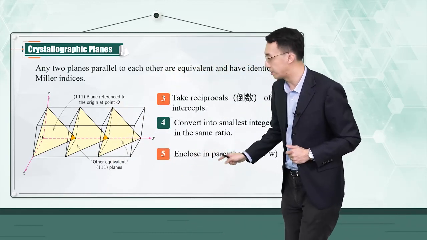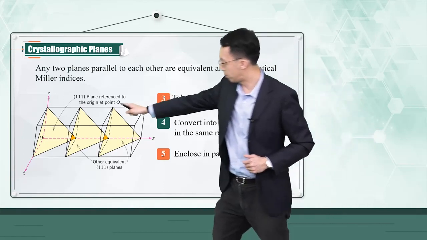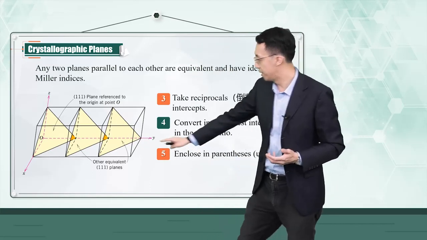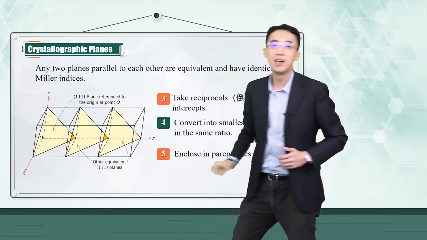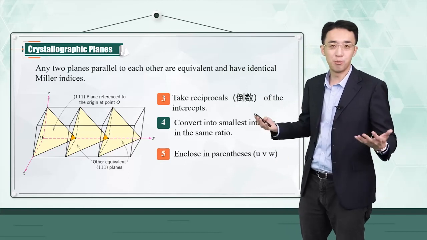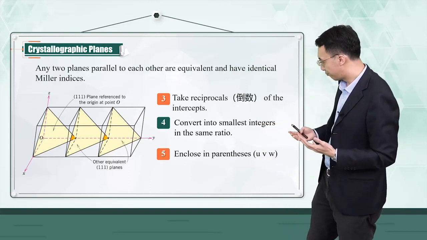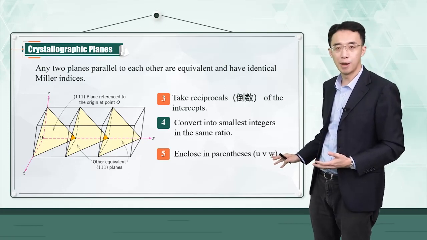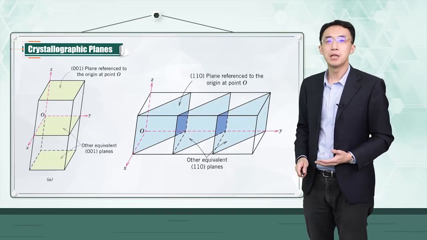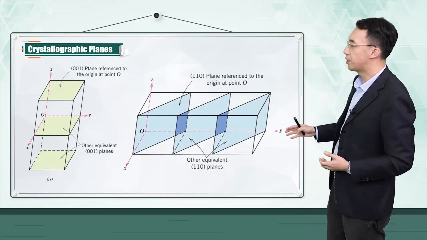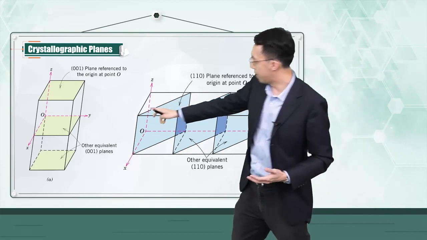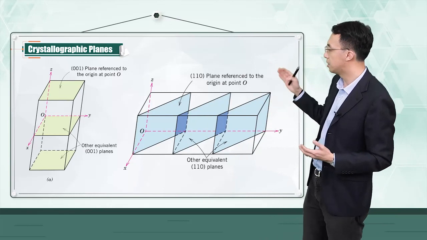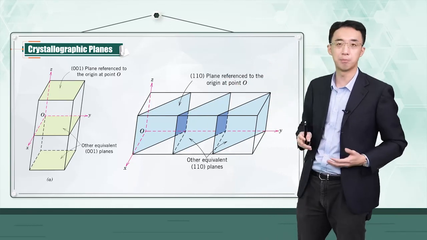So the intercept between this plane and your x, y, z axes is actually 1, 1, 1. And you take the reciprocals, which are still 1, 1, 1. And then you can finally give the indices for the crystallographic plane as the (111) plane, right? So in a similar way, you can also evaluate the crystal orientation of these planes, and you can easily tell that these planes are 110 type planes.